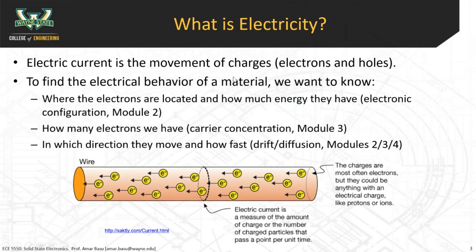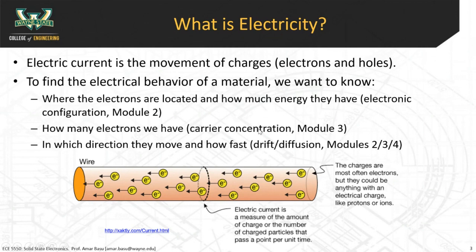So to find the electrical behavior of a material, we want to know where these charges are located, and we're going to focus on electrons right now. We'll get into holes later. We want to know where the electrons are located and how much energy they have. That's the electronic configuration. That's module 2. We also want to know how many electrons we have. That's carrier concentration. That's module 3.